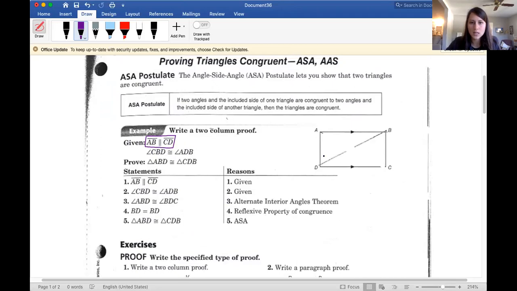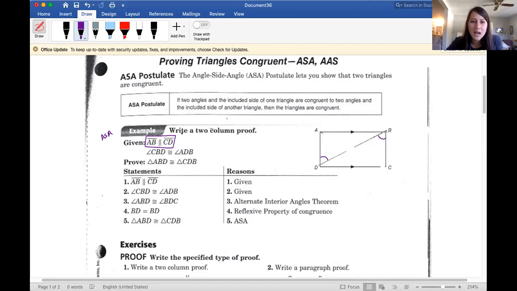So CBD, I'm going to mark it on my drawing. So every time you see some information, mark it on your drawing. And ADB are congruent, and then it says that AB is parallel to CD. Now we're trying to prove these two triangles to be congruent. So big hint here is you're going to use the angle side angle because that's the one we just learned. So to keep it simple, we're going to use the angle side angle.